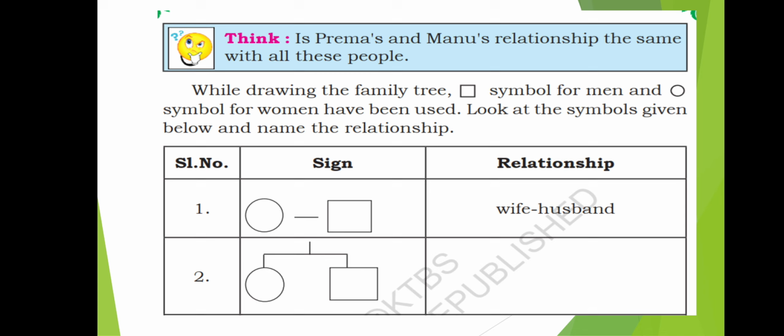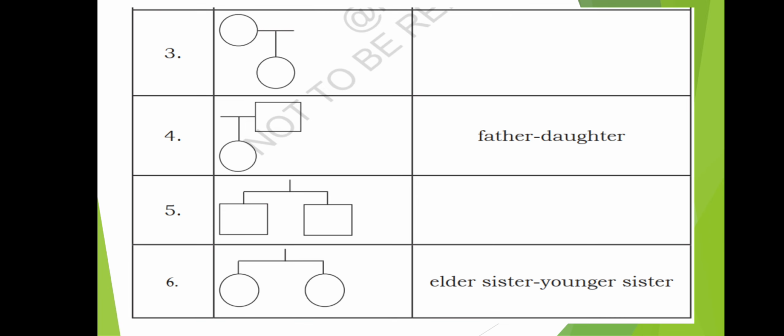While drawing the family tree, a square symbol is used for a man and a circle symbol is used for a woman. Look at the symbols given below and name the relation. Here, on one side are the serial number, the sign and the relationship. In the first, a circle and a square joined by a dash means husband and wife. Again the same circle and square, but in the next generation, so here it is the daughter and son relation.